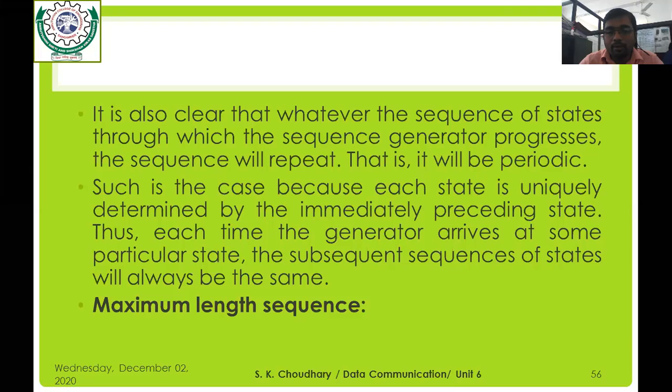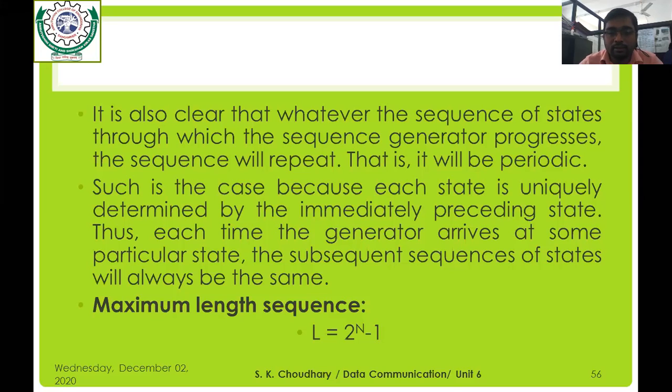So what is the maximum length sequence? It means whatever sequence is generated by this PN sequence generator, what is the maximum length of that sequence? It can be defined as L is equal to 2 raised to the power n minus 1. Suppose there are 6 flip-flops, so it would be 2 raised to the power 6, which is 64 minus 1, 63. After 63 clock cycles, the sequence would repeat.